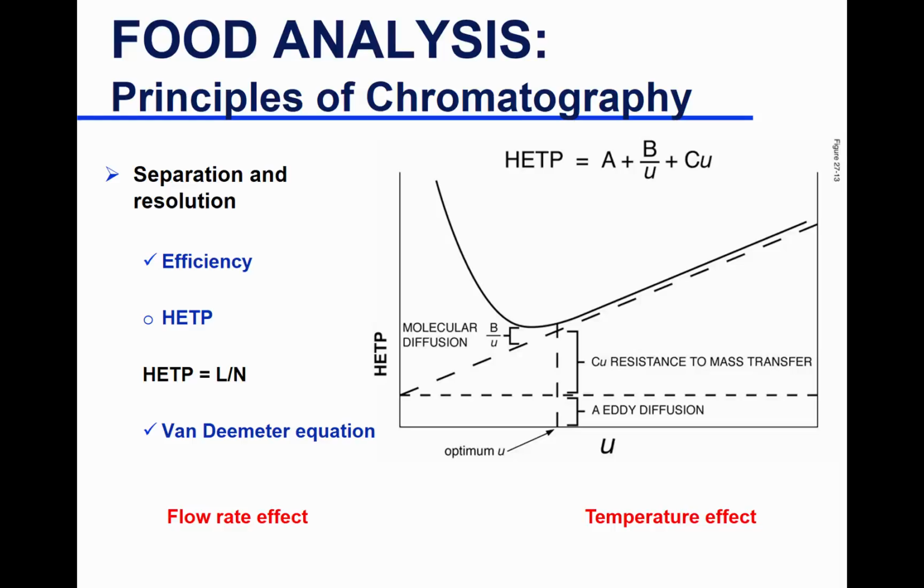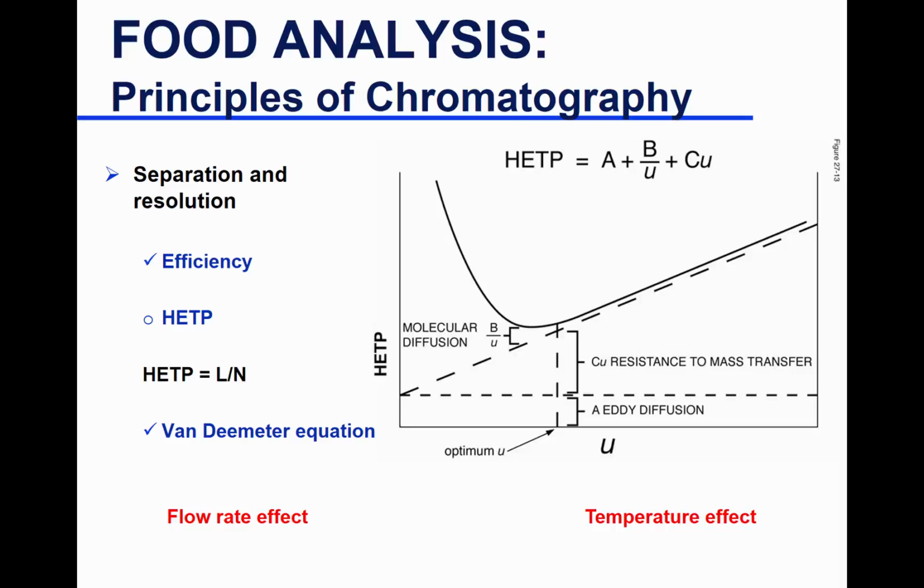So number of theoretical plates is directly proportional to the length of your column. Okay, so if you have a shorter column, you'll have fewer theoretical plates. If you have a longer column, you'll have more theoretical plates. And the longer the column, the better the resolution. But if you want to look at the column efficiency, not considering the length of the column, you calculate something called height equivalent to a theoretical plate. So the height equivalent to a theoretical plate is basically the length of your column divided by the number of theoretical plates.